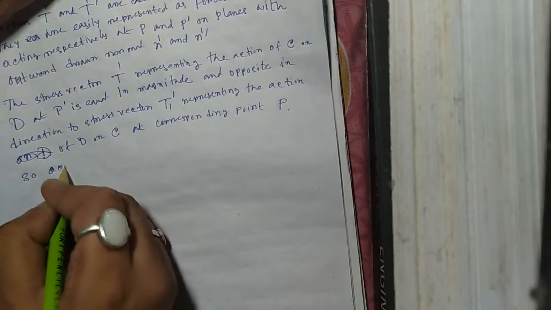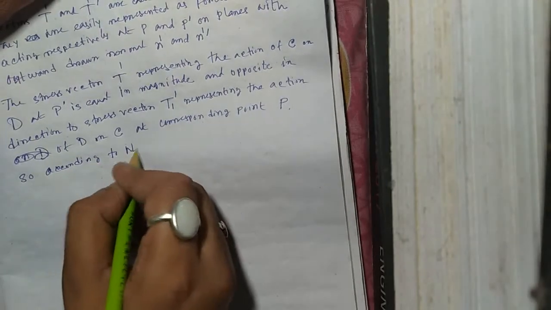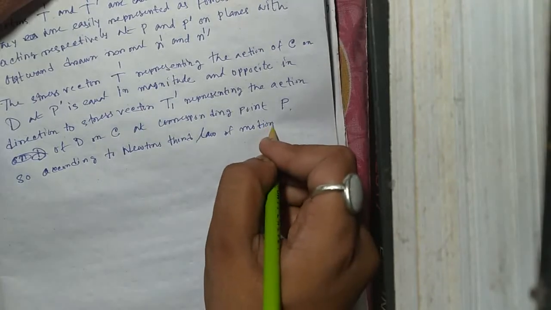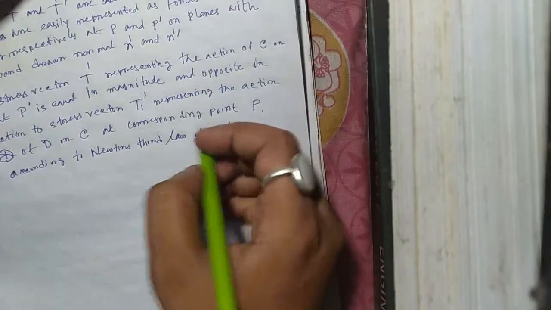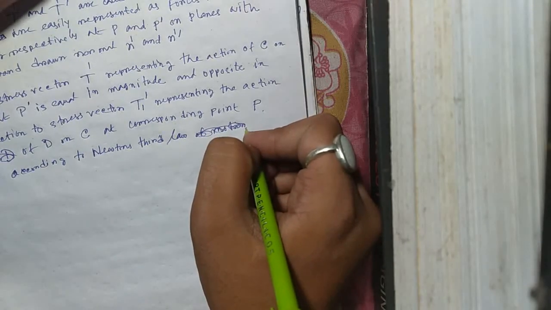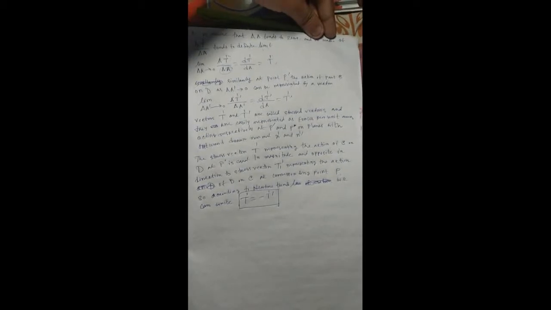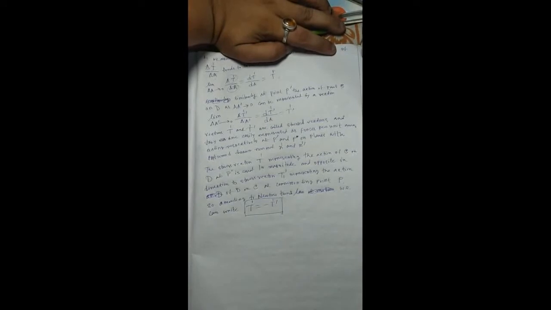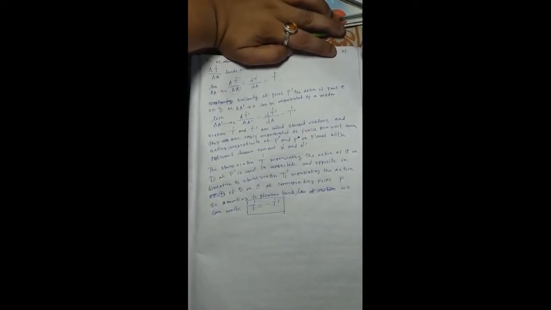According to Newton's third law of motion, the stress vector T1 representing the action of C on D at P dash is equal in magnitude and opposite in direction to the stress vector T1 dash representing the action of D on C at corresponding point P. So according to Newton's third law, we can write T1 is equal to minus T1 dash.